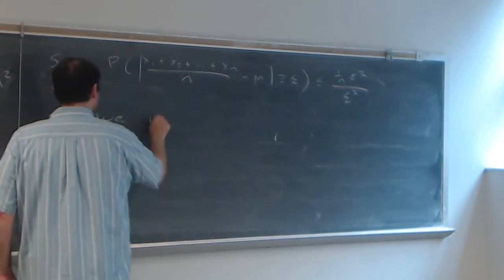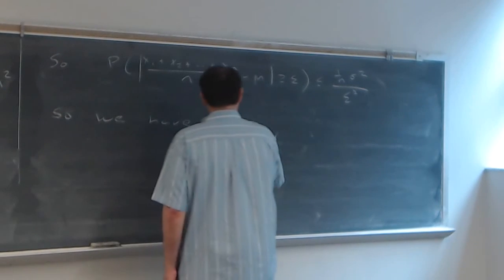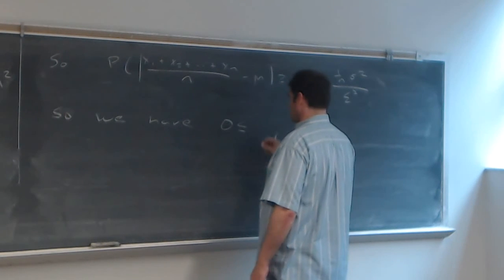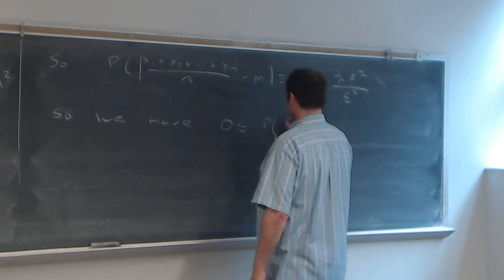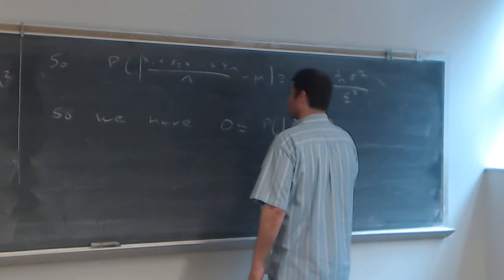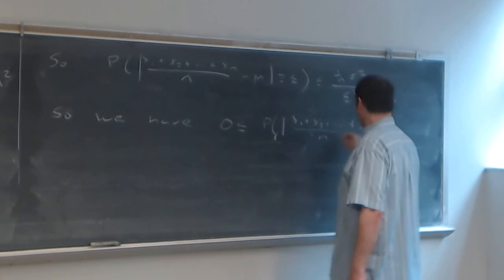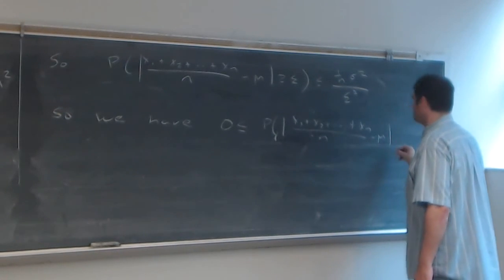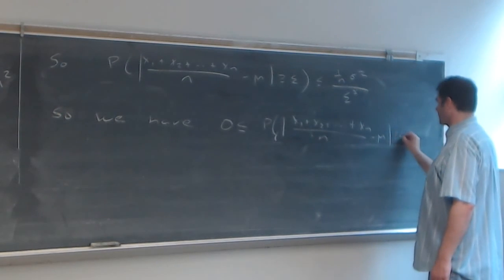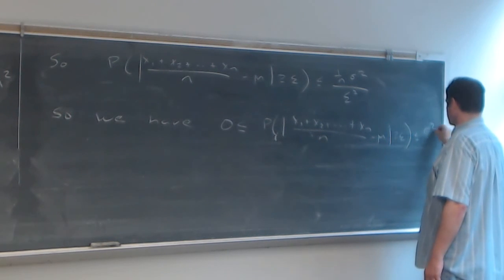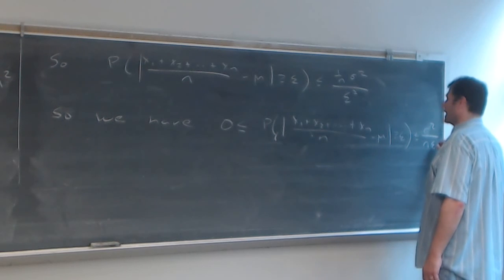So we have that 0 is less than or equal to this probability. It's got to be greater than or equal to 0. The probability of the absolute value of (x sub 1 plus x sub 2 plus x sub n) over n minus mu being greater than or equal to epsilon is less than or equal to, rewriting this, sigma squared over n times epsilon squared.